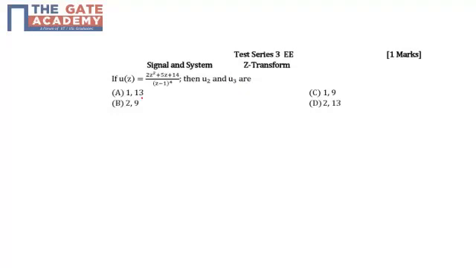So option A is 1 comma 13, option B is 2 comma 9, option C is 1 comma 9 and option D is 2 comma 13. So what we are supposed to find is the value of u(n) first of all. So we can write that U(z) is equal to (2z² + 5z + 14) divided by (z - 1)⁴.